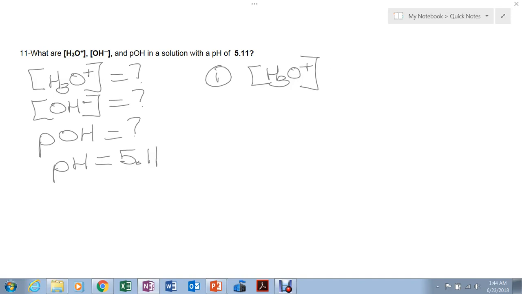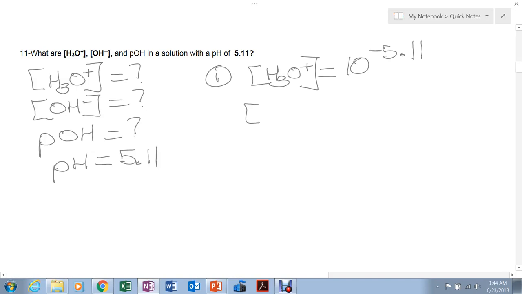Okay. And it's going to be equal to 10 to the minus the pH, which is minus 5.11. And this is giving you... I didn't do 11 and 12 because it was very similar. But let me finish it then.